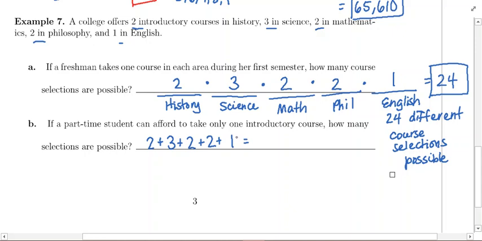We don't know if it's going to be a math class. We don't know if it's going to be a philosophy class or whatnot. So we're just going to add the total number of classes here because the person can only take 1 class out of everything offered. We're just trying to figure out the total number of offerings here. So this is going to be 2 plus 3 is 5, plus 2 is 7, plus 2 is 9, plus 1 is 10. So for this part-time student, there's 10 selections possible. And that means they're picking 1 course out of all of the ones available.